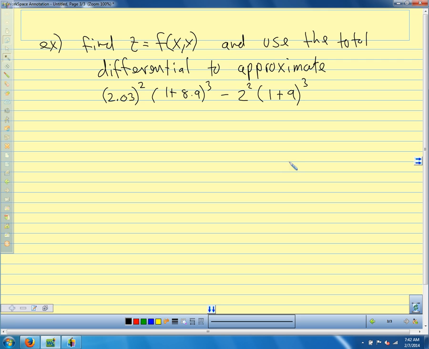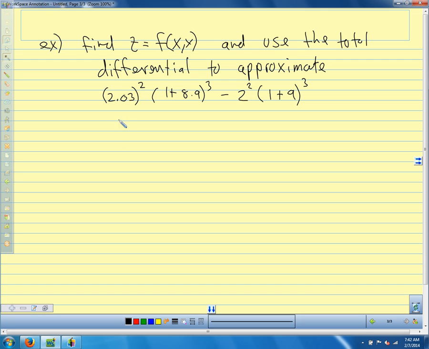So we want to find a function that this could be representing, and then we want to use a total differential to approximate this quantity. So yeah, we could plug it into our calculator, but we want to relate this to the total differential. So let's write down the total differential.